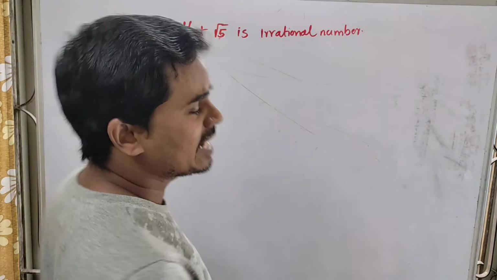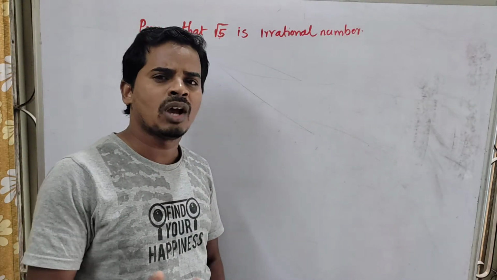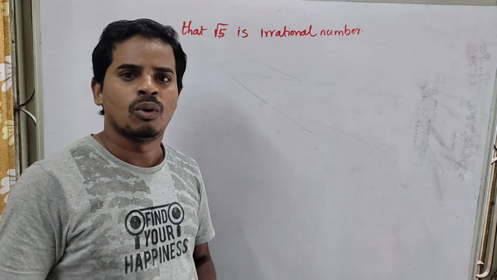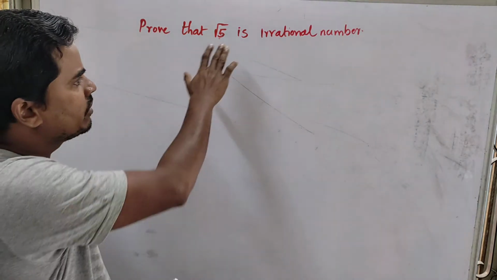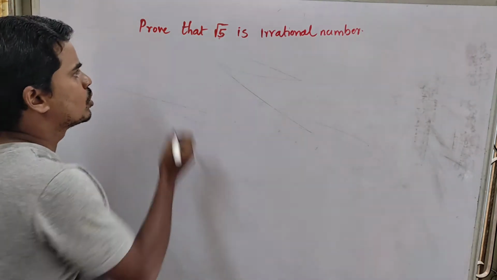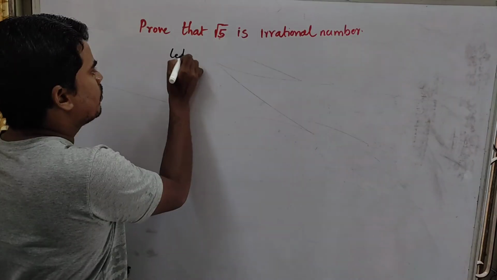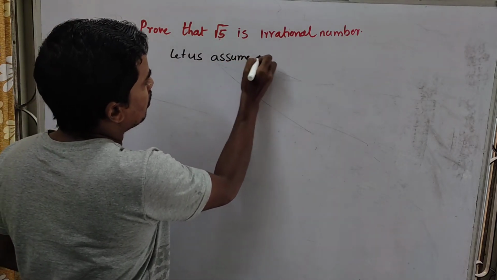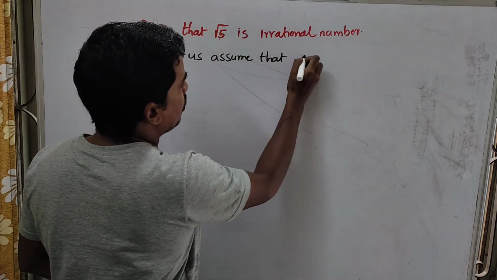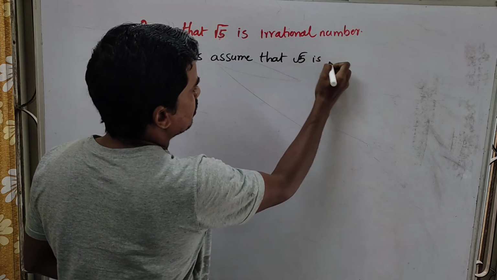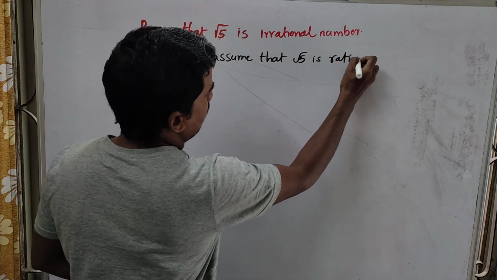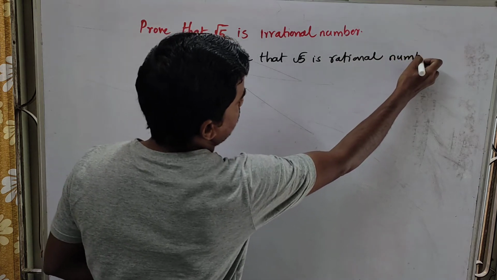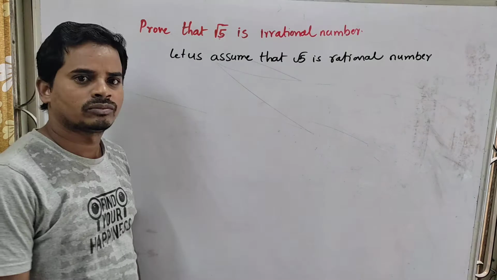So in proving an irrational number, we always have to assume the given number is a rational number, students. Okay, we have to assume the given number as a rational number. So first step, let us assume that root 5 is a rational number.